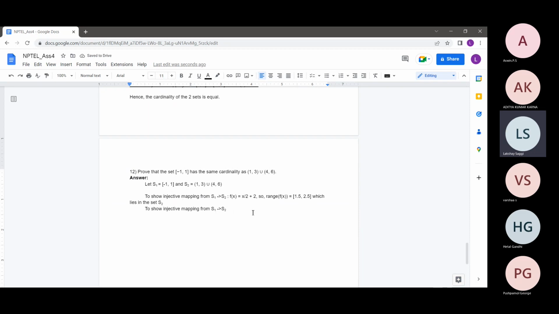Now we'll have to show that, we have shown that mapping is from S1 to S2. Now we'll have to show a mapping from S2 to S1. So another time we'll have to construct a function, but this time we'll have to construct a function which takes as input all these values and outputs the value in this range.